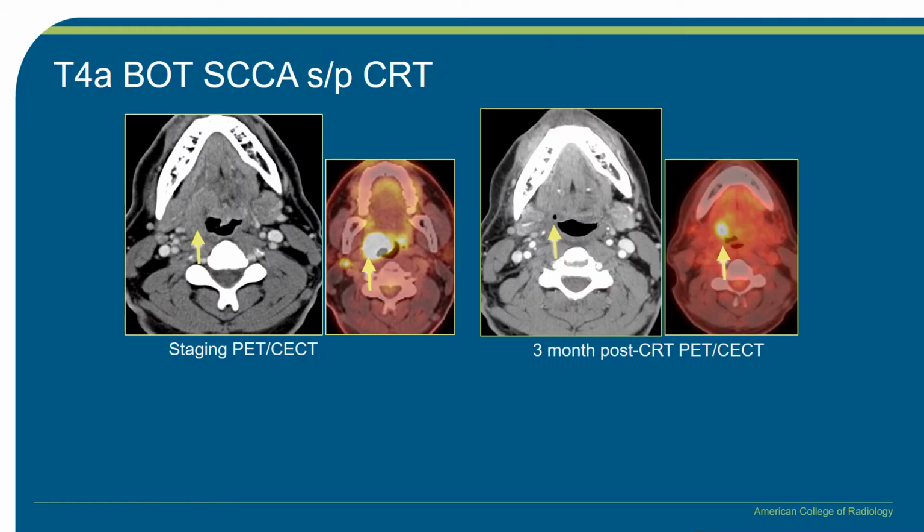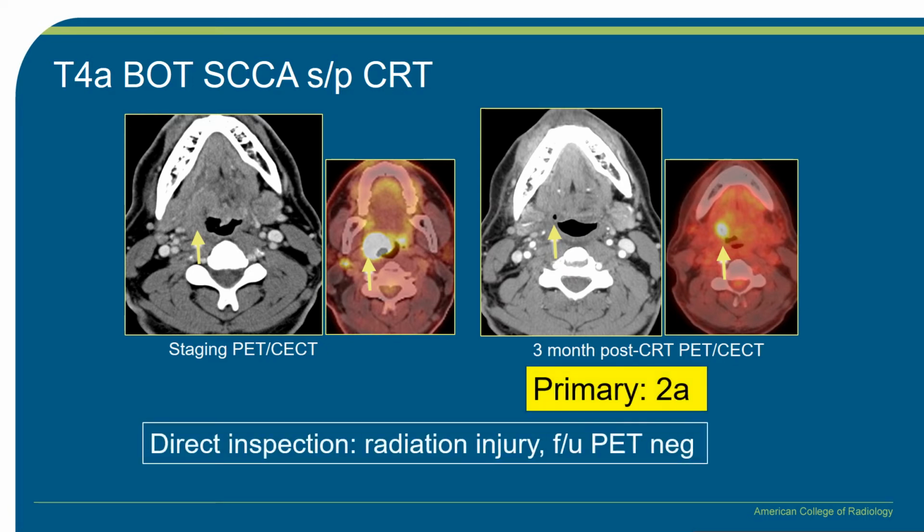And this is an example of a base of tongue that was treated with CRT. And you can see on that first post-treatment 3-month scan, the contrast-enhanced CT has a small, non-enhancing, hypodense ulceration. But on the PET, there's intense focal FDG uptake, which may make some of us knee-jerk to call this a NI-RADS 3. But remember, when it's mucosal, we're going to give it a 2A, direct the surgeon's attention there. And at 3 months, the FDG uptake went away.